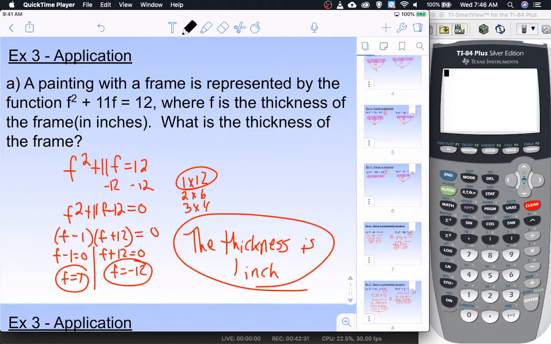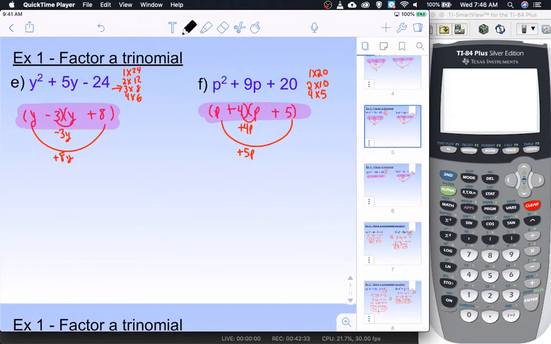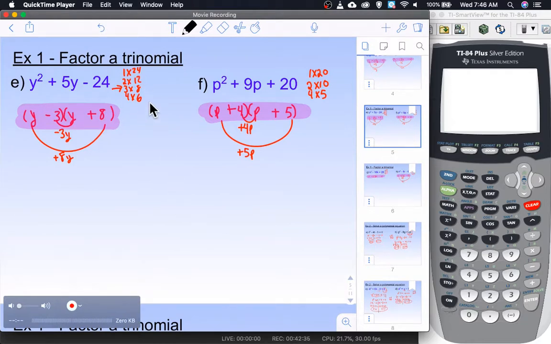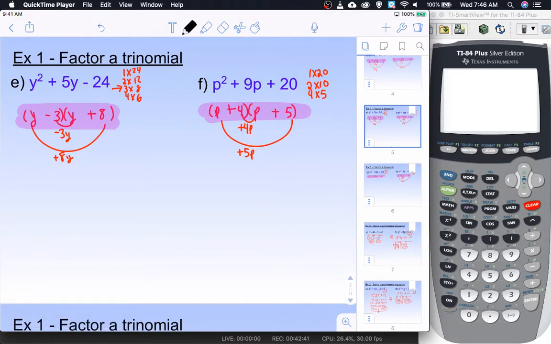Okay, hopefully you got some good practice in this lesson and you practiced this factoring thing. It's going to become even more necessary in the next lesson.